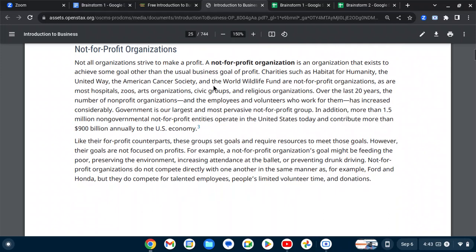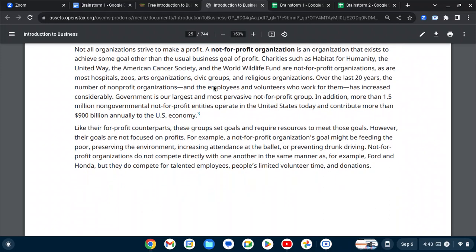Not-for-profit organizations. Not all organizations strive to make a profit. A not-for-profit organization is an organization that exists to achieve some goal other than the usual business goal for profit. Charities such as Habitat for Humanity, the United Way, the American Cancer Society, and the World Wildlife Fund are not-for-profit organizations, as are most hospitals, zoos, arts organizations, civic groups, and religious organizations.